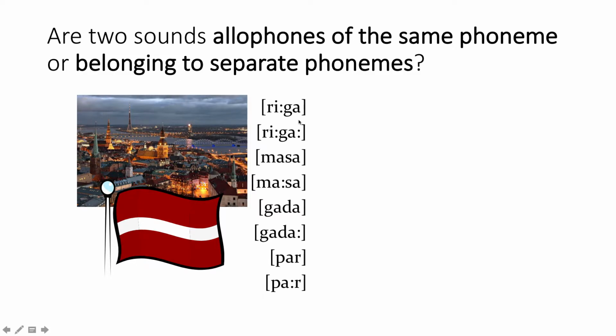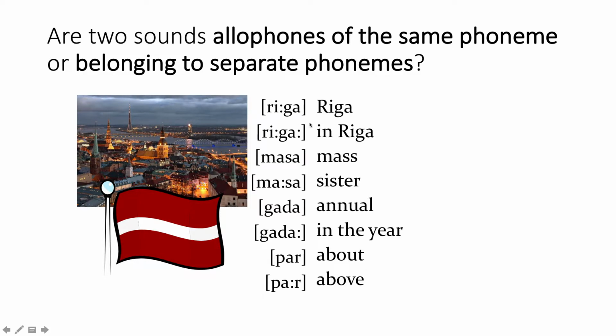Here's some data from Latvian, which is another group of minimal pairs. Riga is the city Riga, the capital of Latvia. Riga means in Riga. Masa means mass, masa means sister. Gada means annual, gada is in the year. Par means about, par means above.